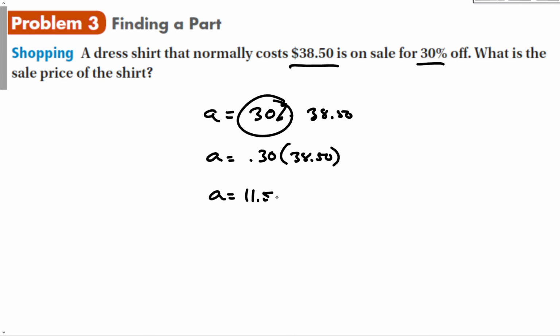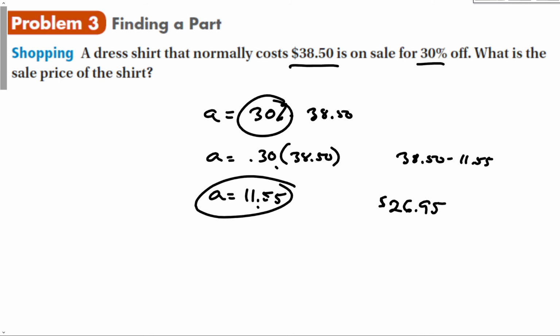Okay. So now the trick is to figure out that this is 30% off of the shirt. If it's on sale for 30% off, we just found 30% of the shirt. 30% of the shirt is $11.55. So to get my price, we're going to have to take 38.50 minus 11.55, and we're going to get 26.95. Okay? That is one method to do this.